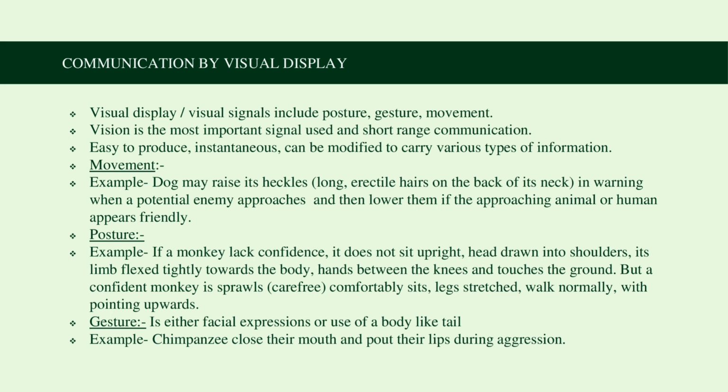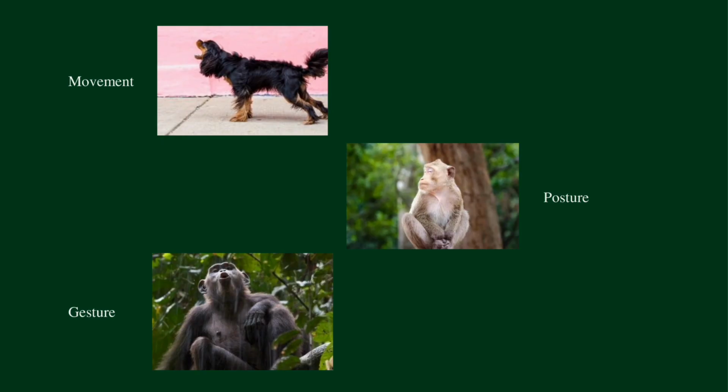Gesture is either facial expression or use of the body, like the tail. For example, a chimpanzee closes its mouth and pouts its lips during aggression. Here you can see the visual examples for movement, posture and gesture.